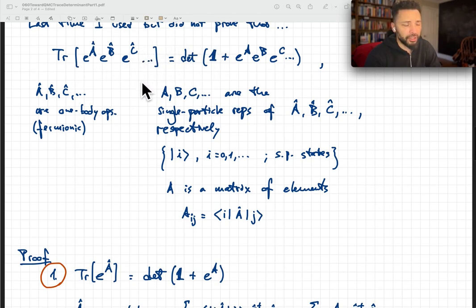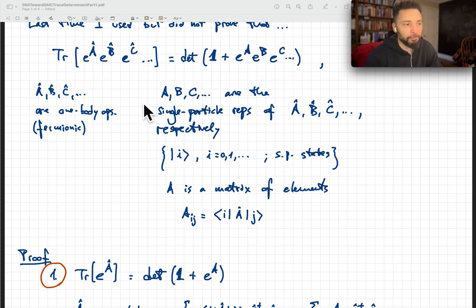This looks really, really weird. If you're familiar with linear algebra at all, you know that traces and determinants are things that are extremely different. They really don't talk to each other at all normally. So what's going on here? How does this make sense? Part of the trick behind this is that this trace is a trace over a space of multi-particle states, and this determinant is a determinant over a different space entirely. It's a determinant over only the single particle representation of these operators.